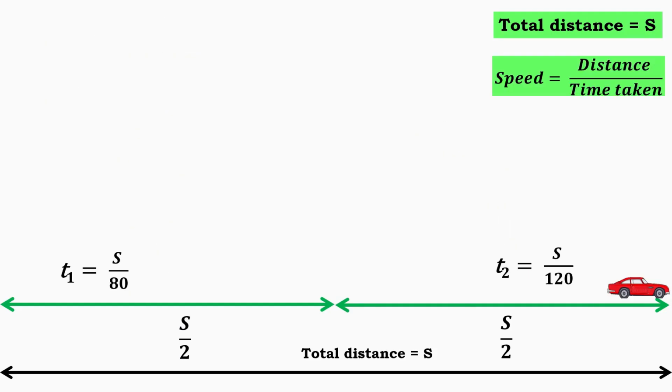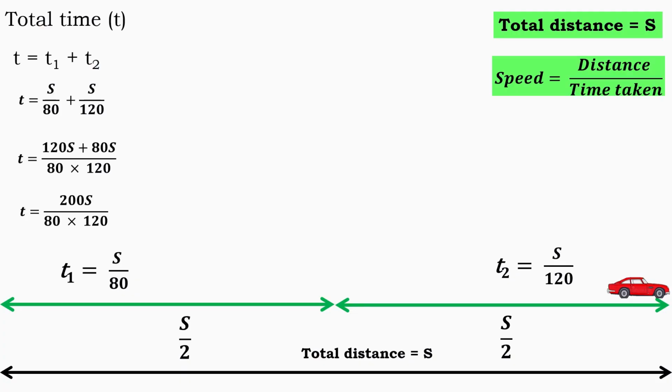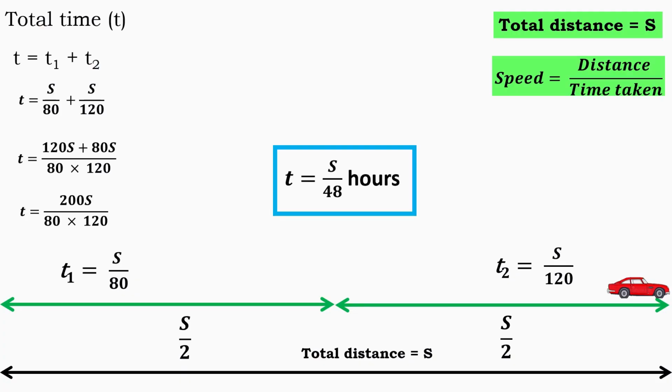Now, let's calculate the total time taken by the car to cover the entire distance s. The total time is simply the sum of t1 and t2. So, total time equals s by 80 plus s by 120. On simplifying, we get total time equals s by 48 hours.